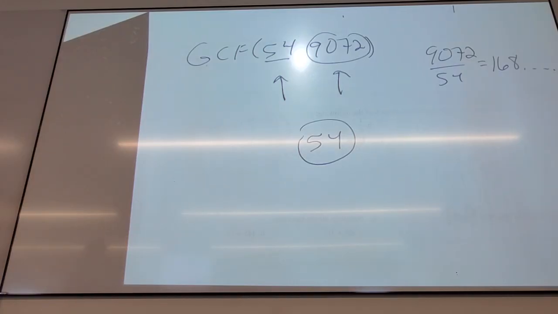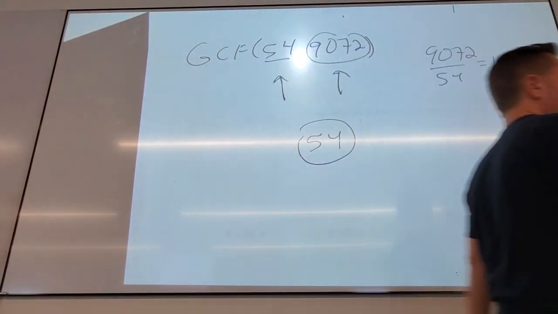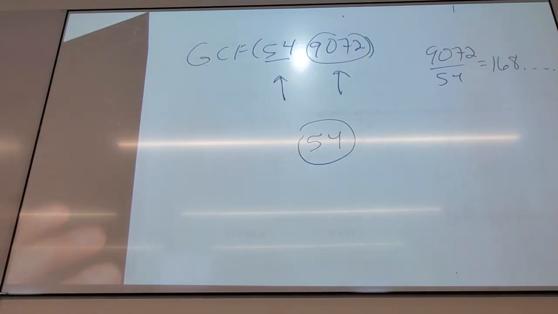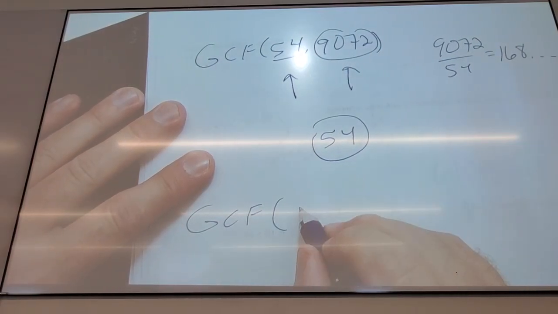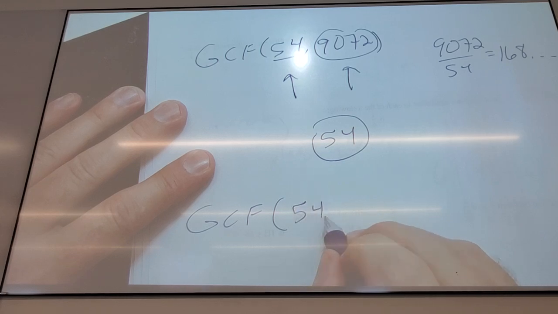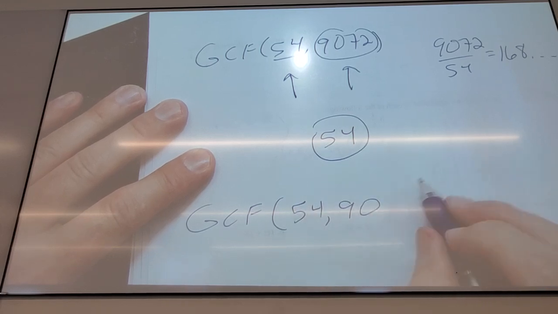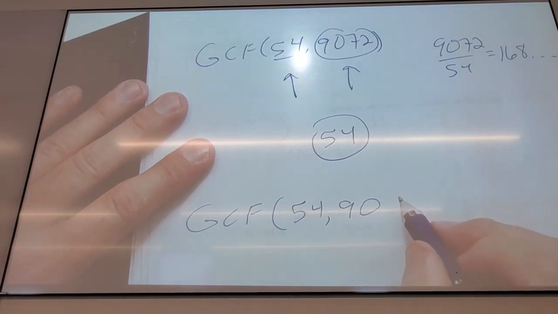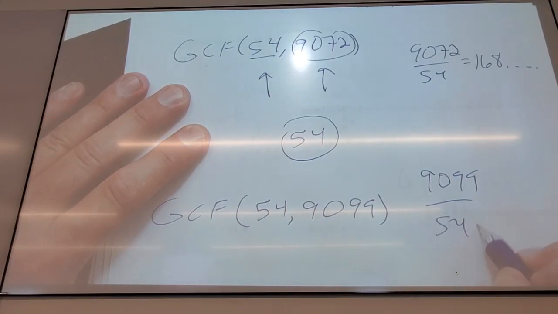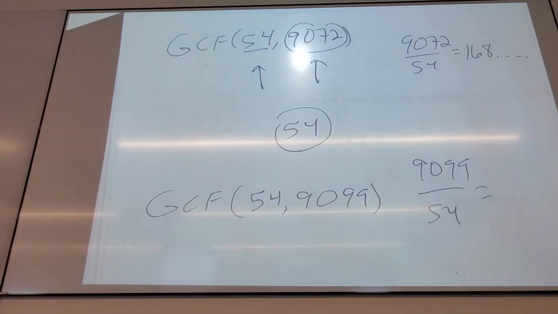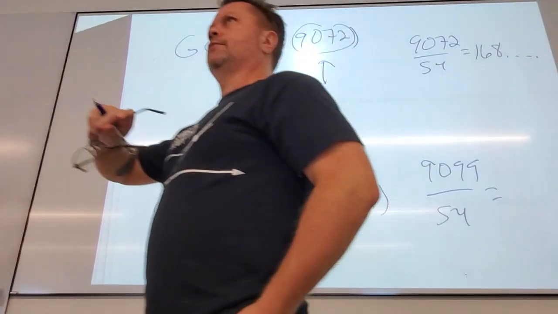All right, let me see. I gotta make one that doesn't work that nice. What if I do this? What if I make this 9,000? What are you going to make it, buddy? Yeah, 9,099. There we go. So what's 9099 divided by 54? 9099. What do you get when you divide those?